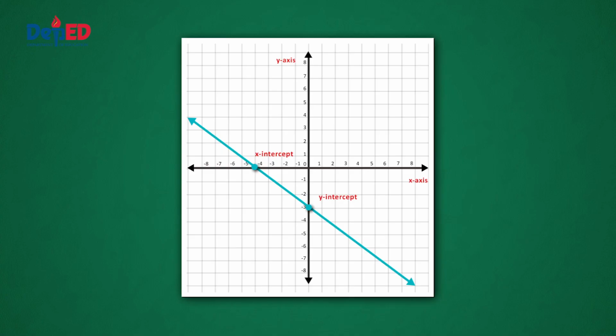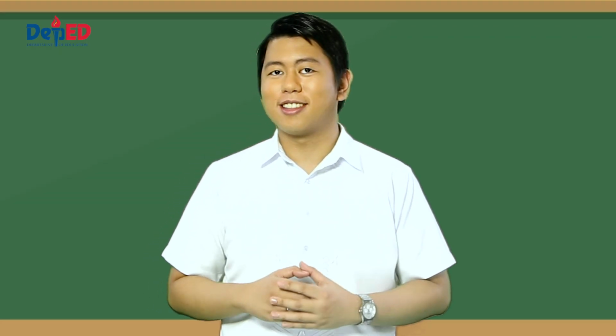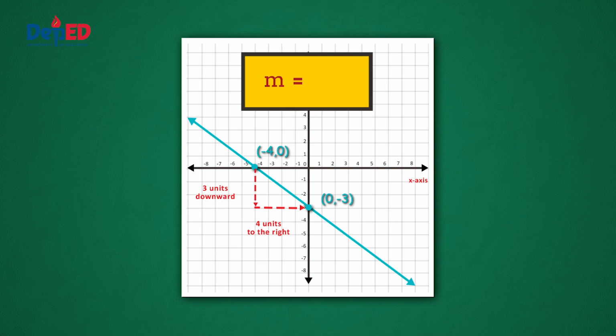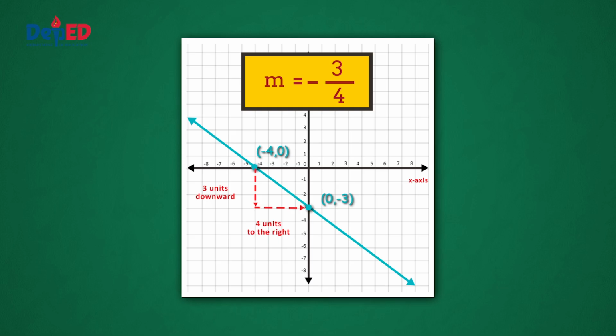So starting from any point on the line, let us say here at (-4, 0), let us count how many steps or units we need to take to the next point at (0, -3). Be mindful also of the direction that we go, since the signs depend on it. So we start vertically with 3 units downward, then 4 units to the right, which means the slope m is equal to the rise -3 over the run positive 4. Therefore, the slope of this line is -3/4.